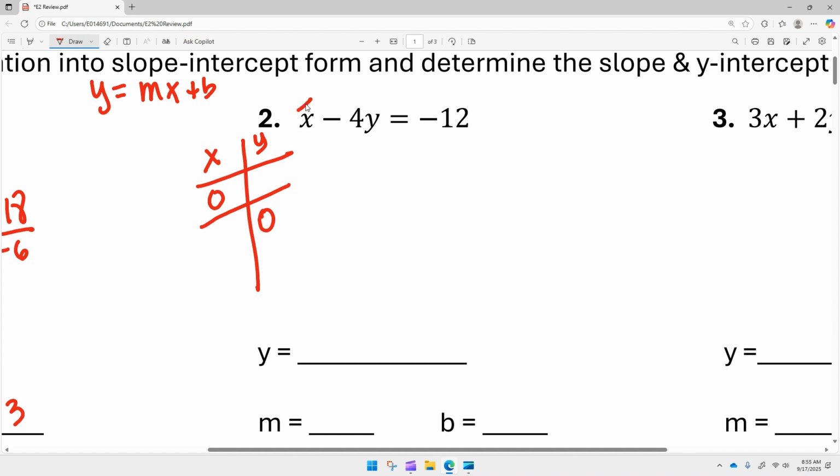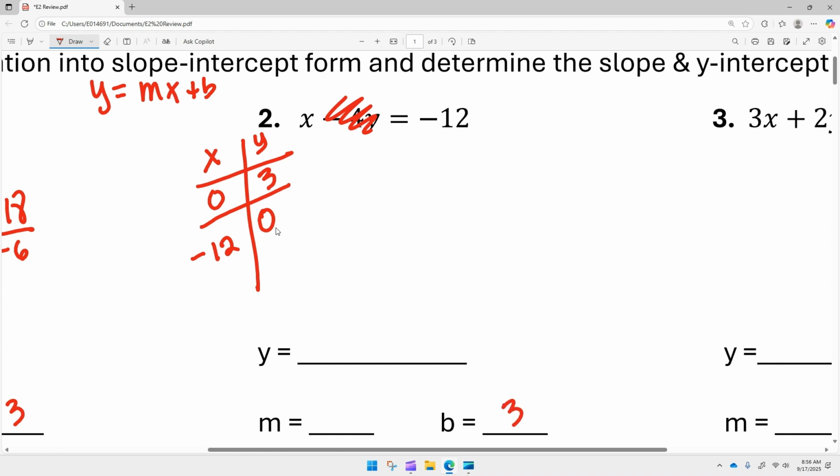If x is equal to 0, that x term is gone. So that just gives me negative 4y equals negative 12. So now all I have to do is negative 12 divided by negative 4, which is going to give me positive 3. Okay. Now, when y is 0, that term is going to be gone, and I'm just given x is equal to negative 12. So that lets me know that my b value is going to be 3.